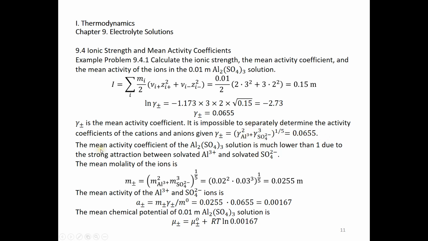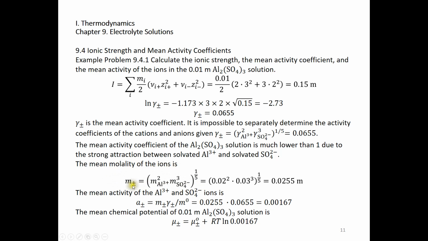The mean activity coefficient of this aluminum sulfate solution is much lower than 1 because of the very strong attraction between the solvated aluminum 3 plus and the solvated sulfate 2 minus. And also, of course, there's attraction between the anions and cations and the surrounding water molecules. So all those attractions help stabilize those ions in water and make them less active, and therefore lower activity coefficient than 1.